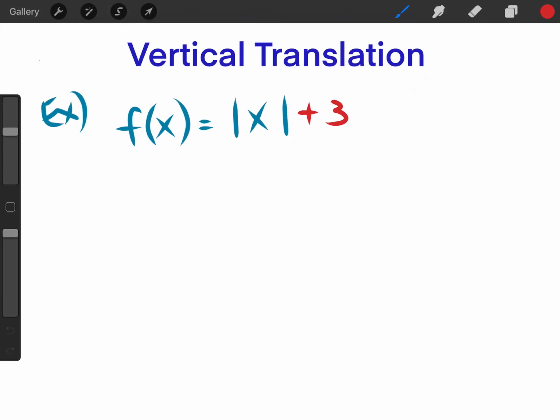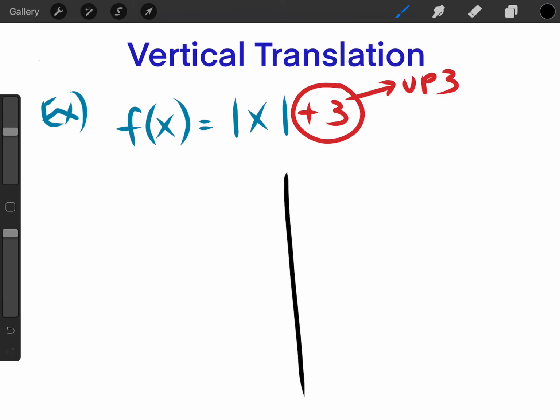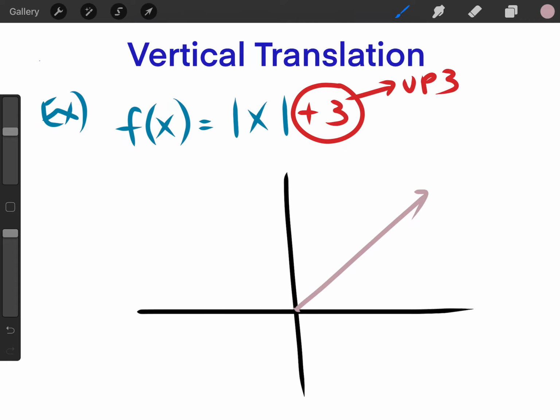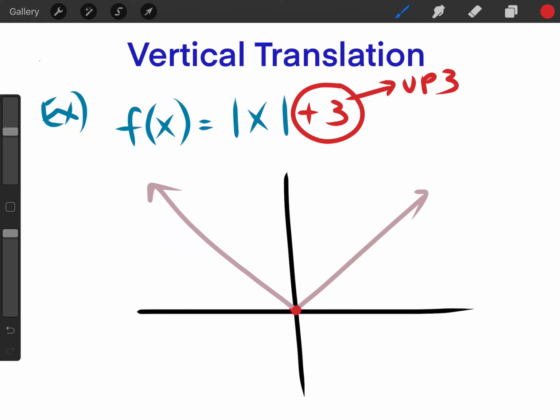All right, so vertical translation. This is kind of similar to the linear function. This is not inside. There's nothing going on inside. It's happening outside of the absolute value. So plus 3, simply just go up by 3. Now let me show you. You're going to draw your parent function, and then you're going to go up by 3. So start from the origin, count 3: 1, 2, 3. So your V shape is going to go up by 3.